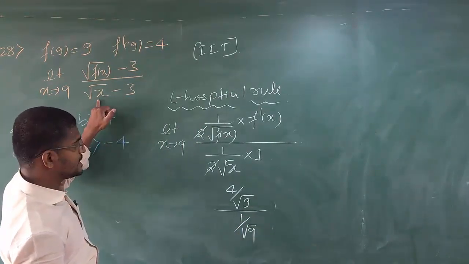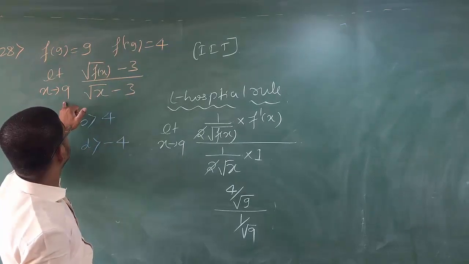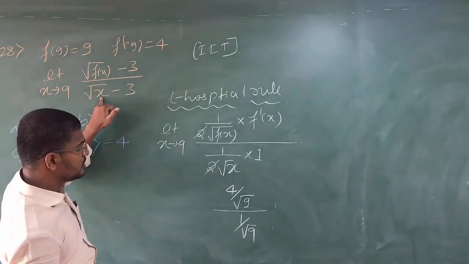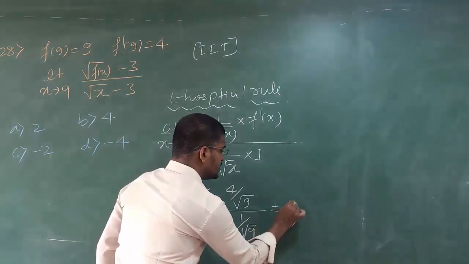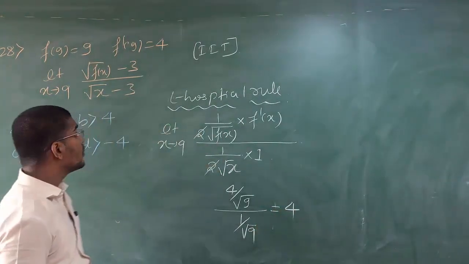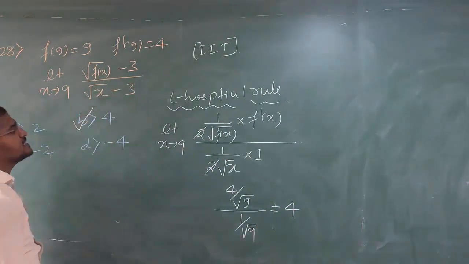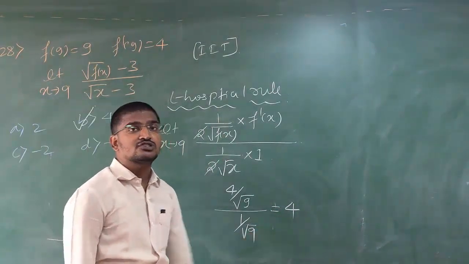Because root x term is how much? 9. So root x means it will be root 9. So if I simplify this, you are going to have how much? 4. So option B is correct for this particular question.